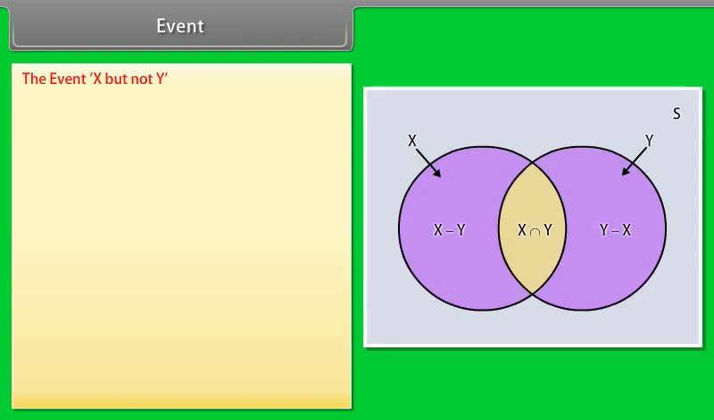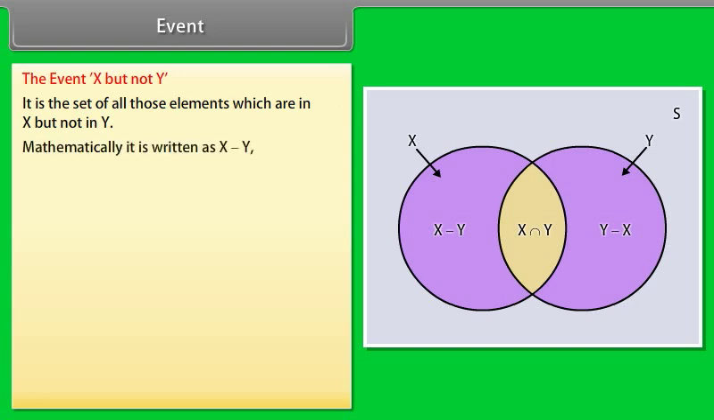The event X but not Y. It is the set of all those elements which are in X but not in Y. Mathematically, it is written as X minus Y. And X minus Y is equal to X intersection Y dash. To understand it, let's take an example.